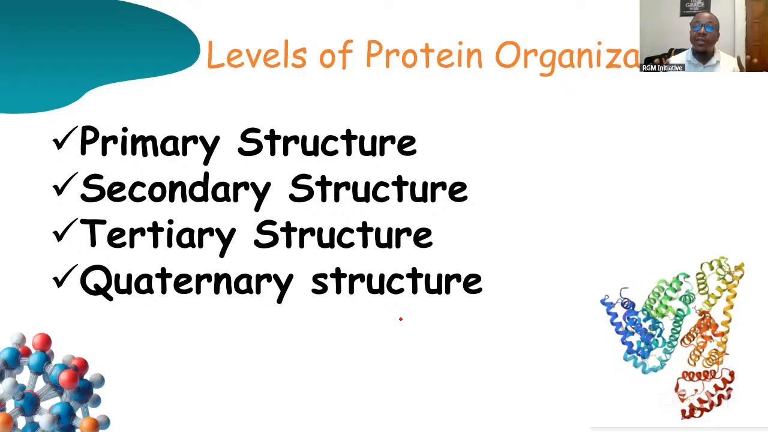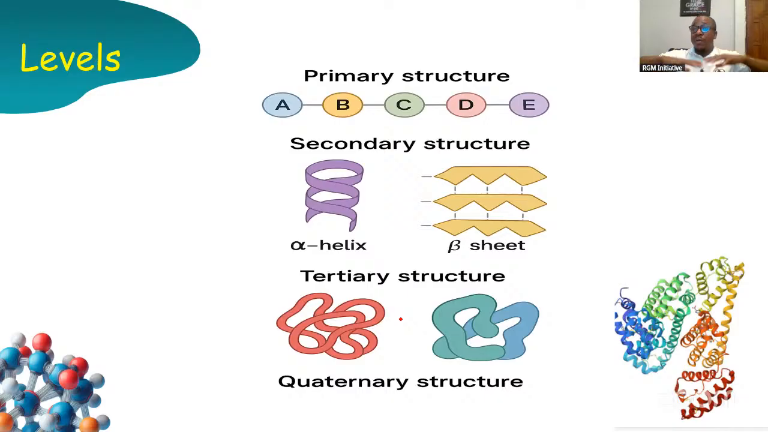So we have levels of protein organization. There are 4 levels of protein organization. If you are asked to name the different levels of protein organization, you have the primary structure, the secondary structure, the tertiary structure, and the quaternary structure. Now let me explain. You can see the primary structure here. The primary structure is just a linear sequence of amino acids. A is one amino acid; B, C, D, E represent different amino acids.